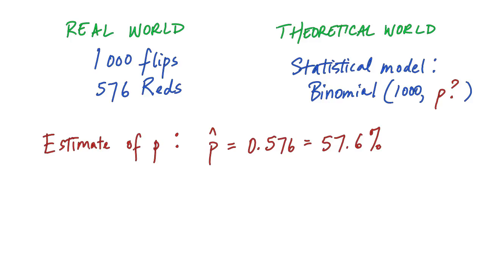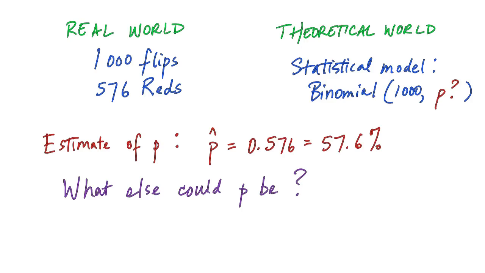I don't really believe that it is exactly 57.6%, and I'd like to know a range of plausible values for the theoretical world parameter. I'd like to know if, based on these data, it could be as low as, say, 40%, or maybe as high as 60%.